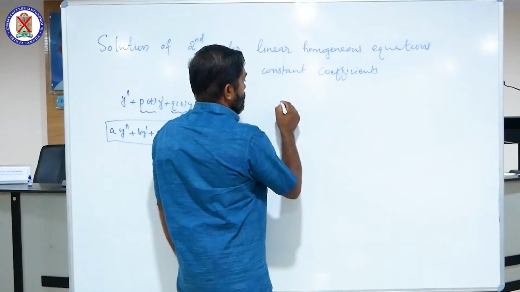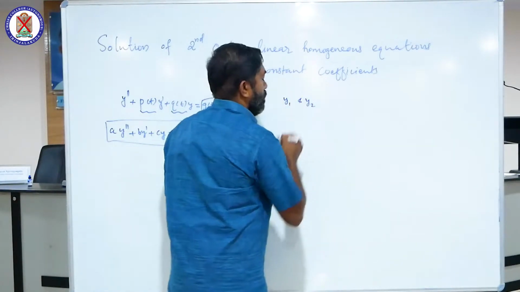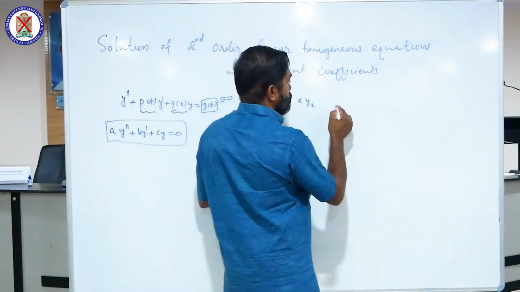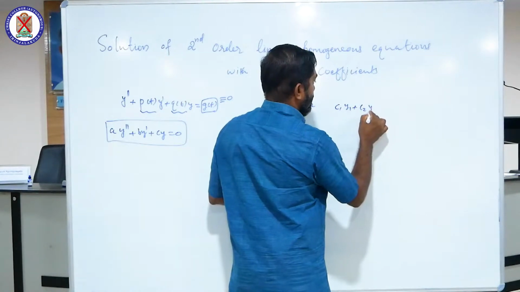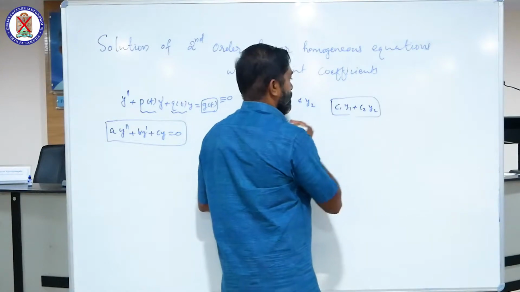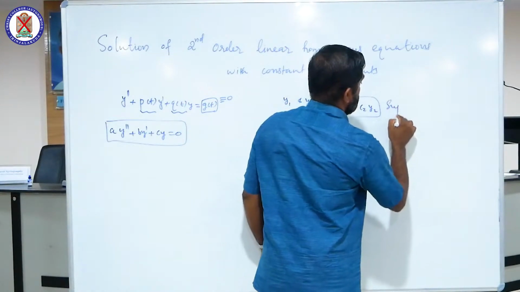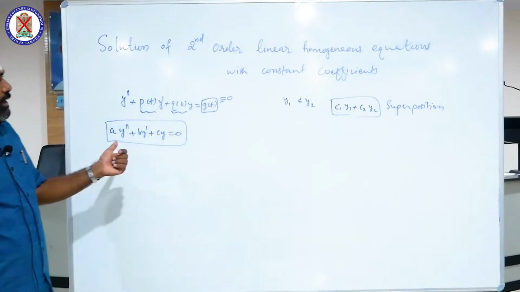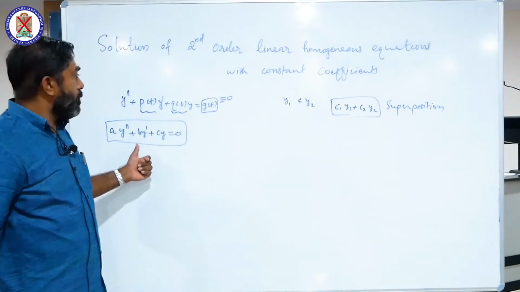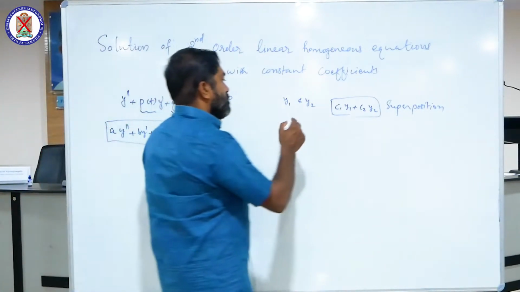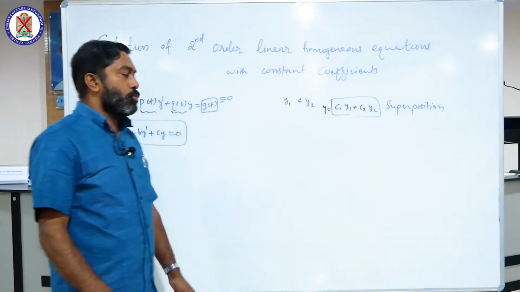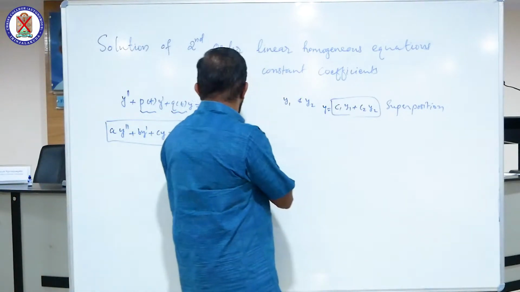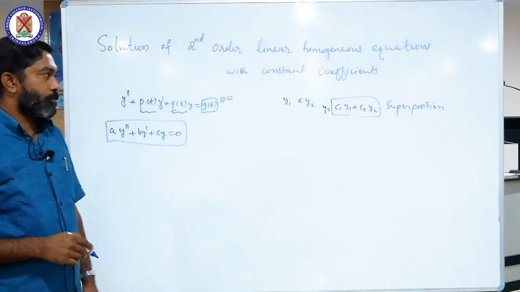First one, suppose y1 and y2 are two solutions of this homogeneous differential equation, then any function of the form c1 y1 plus c2 y2 is also a solution. It is called the principle of superposition. Principle of superposition means if y1 and y2 are any two solutions of this homogeneous differential equation, then y equal to c1 y1 plus c2 y2 is also a solution. Or in other words, any linear combination of two solutions of a homogeneous differential equation is again a solution.